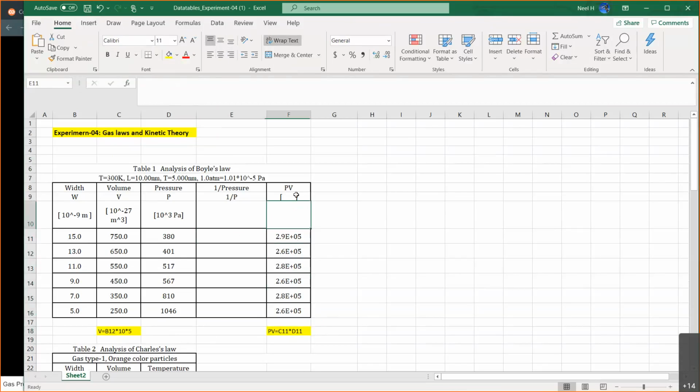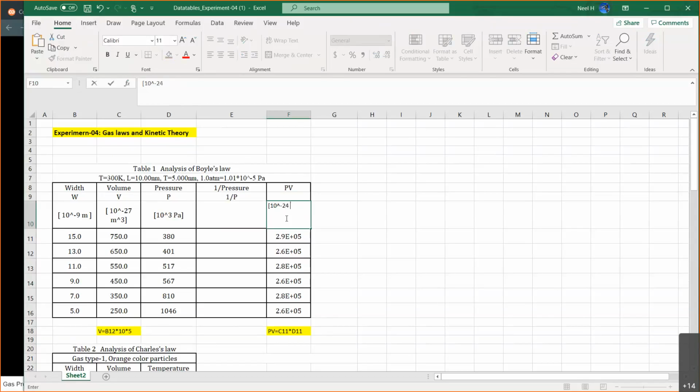And the units for PV. V is in 10 to the power minus 27 cubic meters, and P has 10 to the positive 3, which means the exponent has to be reduced by 3, right? So this should be negative 24, in Pascal cubic meters. But Pascal is actually force divided by area, so you can change these units accordingly.